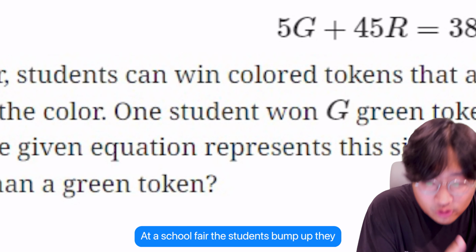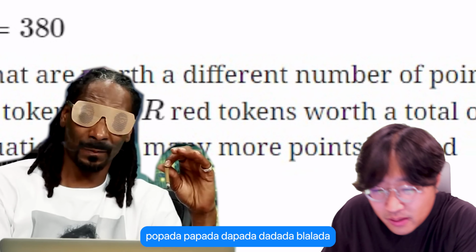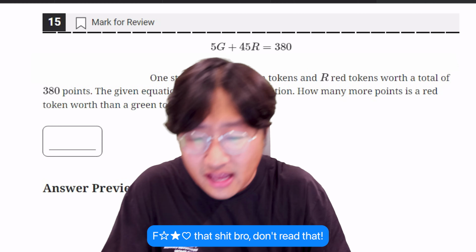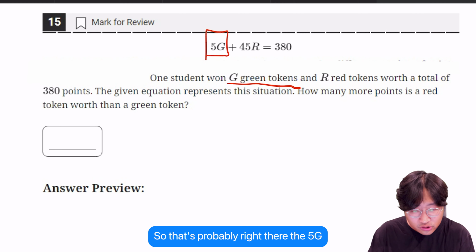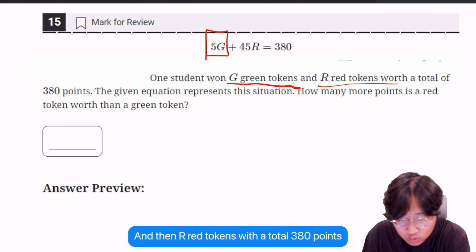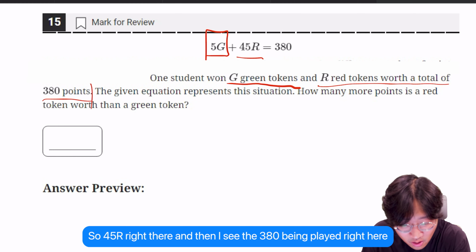Number 15. At a school fair, the students... don't read that. One student won G green tokens, so that's probably the 5G right there. And then R red tokens worth a total of 380 points. So 45 right there, and then I see the 380 being played right here.